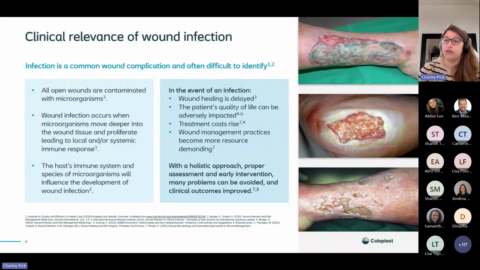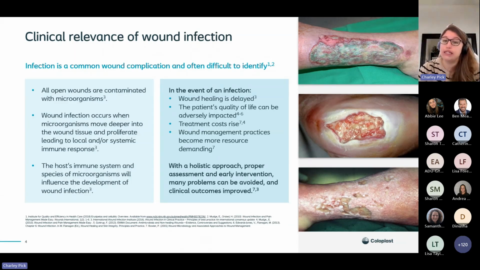And we know that from the work that Guest did, the expensive part of wound care is yourselves, the healthcare professional. The dressings and the things that we use only equate to 6% of that massive amount of money that we're using. Your treatment costs rise because we know that antimicrobial dressings are more expensive, and your wound management practices become more resource demanding, as I just said, more GP surgery visits, more community nurse visits, or wherever it is the patients are being looked after.